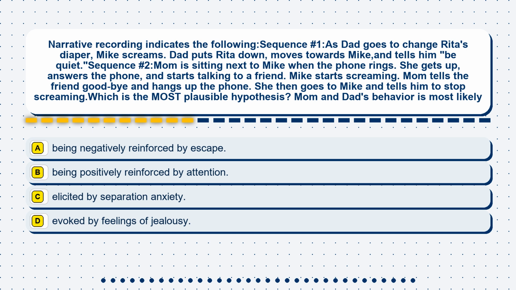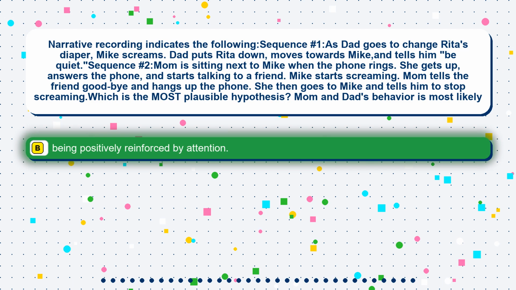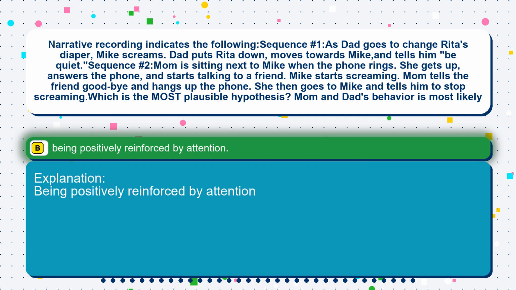Which is the most plausible hypothesis? Mom and Dad's behavior is most likely: Option A, being negatively reinforced by escape. Option B, being positively reinforced by attention. Option C, elicited by separation anxiety. Option D, evoked by feelings of jealousy. The correct answer is option B, being positively reinforced by attention.